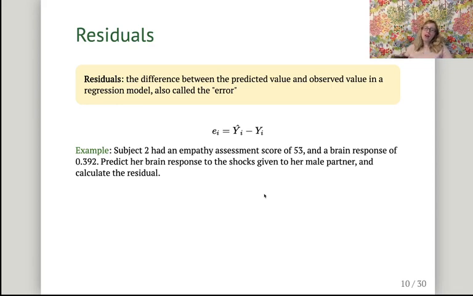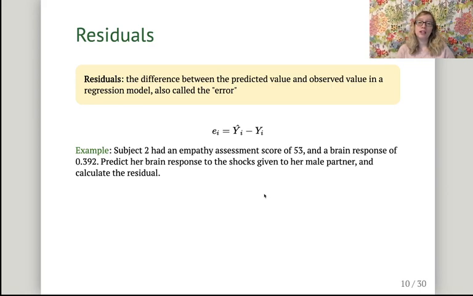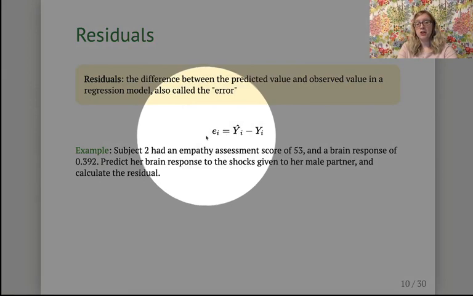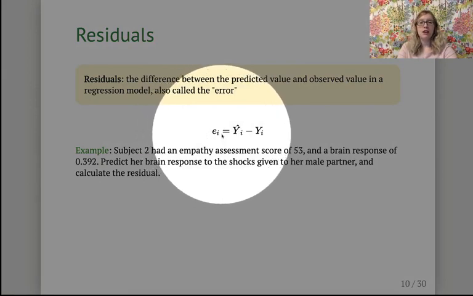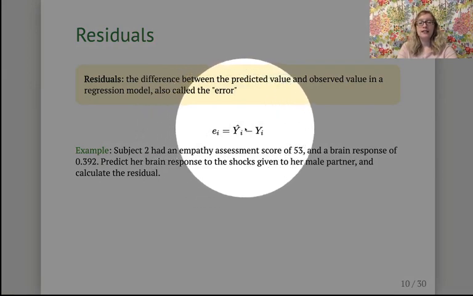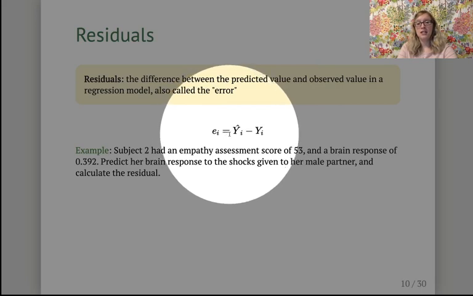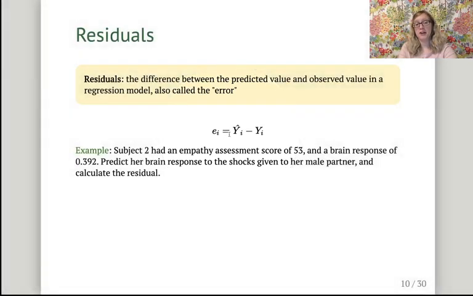We may be off a little bit with our predictions, and the amount that we are off we refer to as our residuals. So the residuals are just the difference between the predicted value and the observed value. Another word for these is the errors. So how wrong were we? We calculate these errors, which we'll denote with an e standing for error, as y hat minus y. So we'll take our predicted value and subtract our observed value.